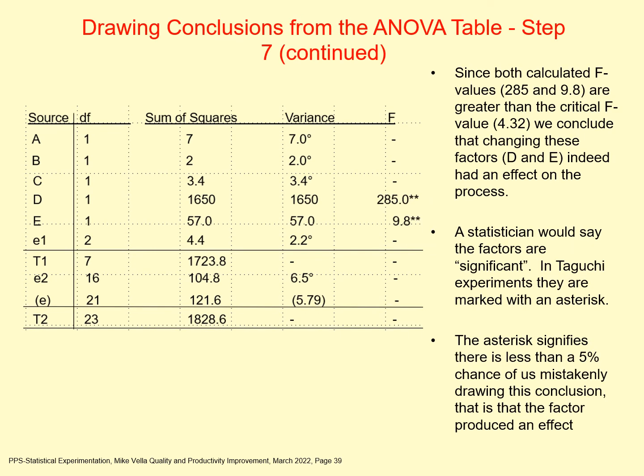Since both calculated F values, 285 for factor D and 9.8 for factor E, are greater than the critical factor, 4.32, we conclude that changing these factors, D and E, indeed did have an effect on the process. A statistician would say that these factors are significant. In Taguchi DOEs, we mark them with an asterisk. The asterisk signifies that there's less than a 5% chance of us mistakenly drawing this conclusion that the factor produced an effect.